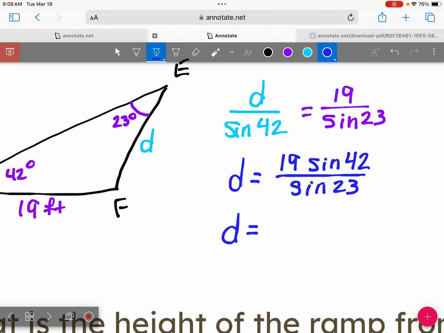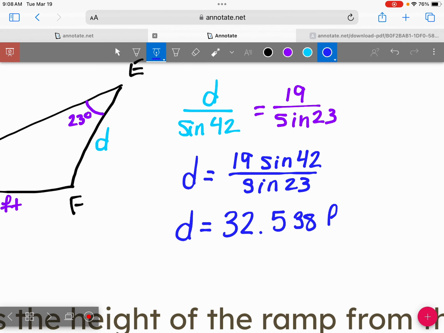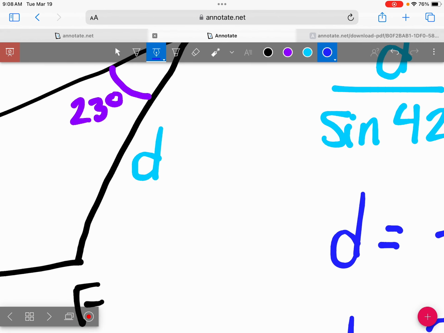Say louder. Yeah. We're going to have 32.538. What unit? Feet. So we know that this side, oops, that's not the button. My pen is just being a jerk here. This side is 32.538 feet.